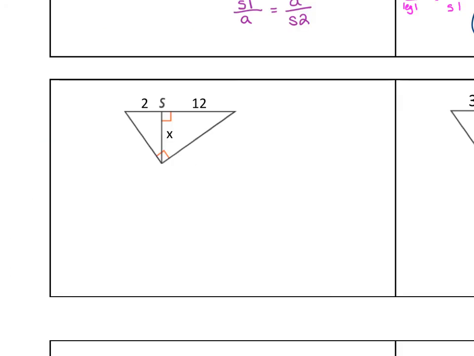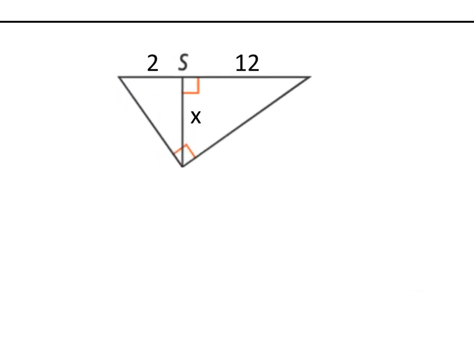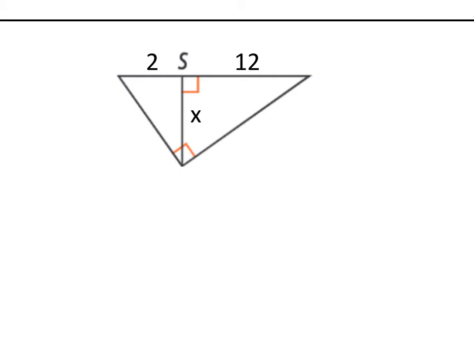All right, so the first thing I want to know is if that's X, what kind of segment is that? It's altitude. So what of the 2 proportions am I going to use? The first one. Segment 1 over altitude equals altitude over segment 2. What is segment 1? Is that the smaller triangle? Doesn't matter. It could be 2, it could be 12. Segment 1, segment 2 doesn't matter as long as one's 1 and one's 2.